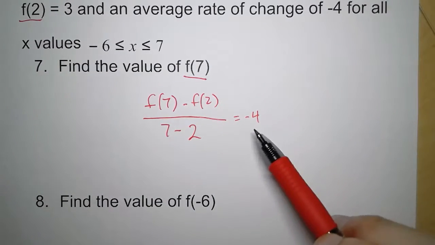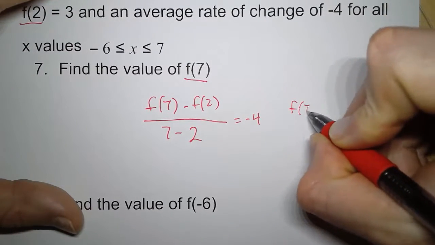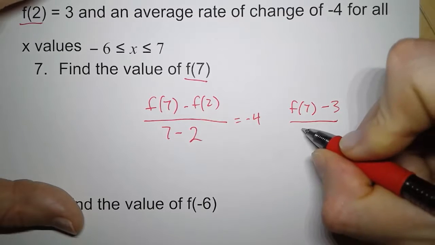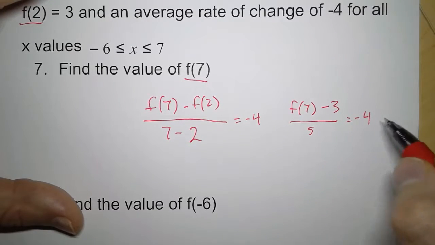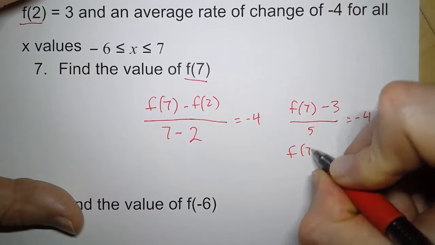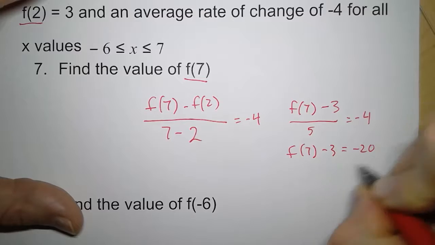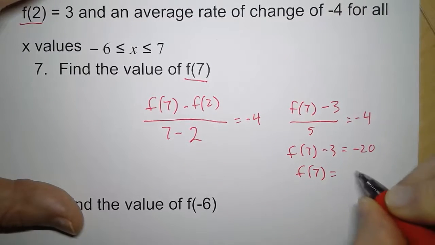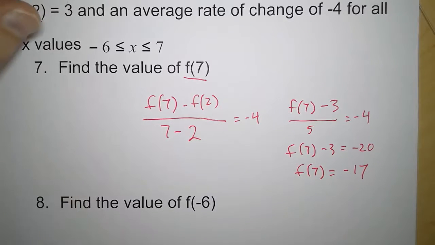And so what we can do is fill in what f of 2 equals. Now f of 7 we don't know, but we're going to find it because that's the only unknown in this problem. So we multiply the 5 out. So we get negative 20, and then we add 3. So in this problem, f of 7 equals negative 17.